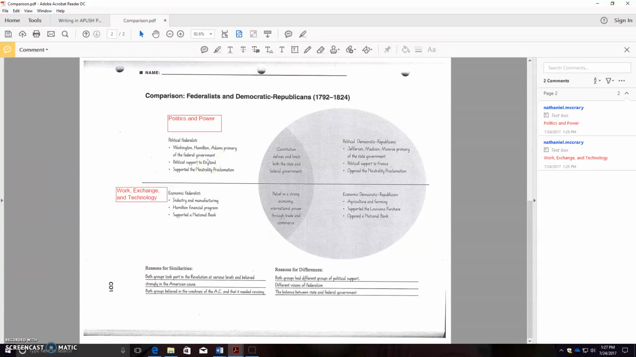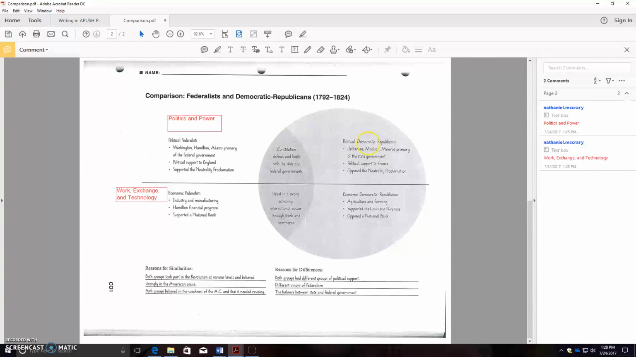During the time period between 1792 and 1824, we are not necessarily best friends with Great Britain, okay, because the War of 1812 happens in, obviously, 1812. But the Federalists are going to have a viewpoint where they want to support England, because England's kind of in a back and forth struggle with France. And so the Federalists feel that we should support England over France, and in doing so supported this neutrality proclamation, which was trying to keep us out of the conflict between France and Great Britain.